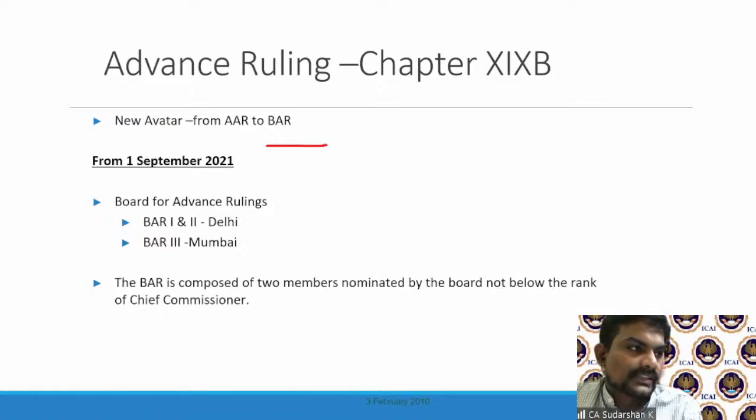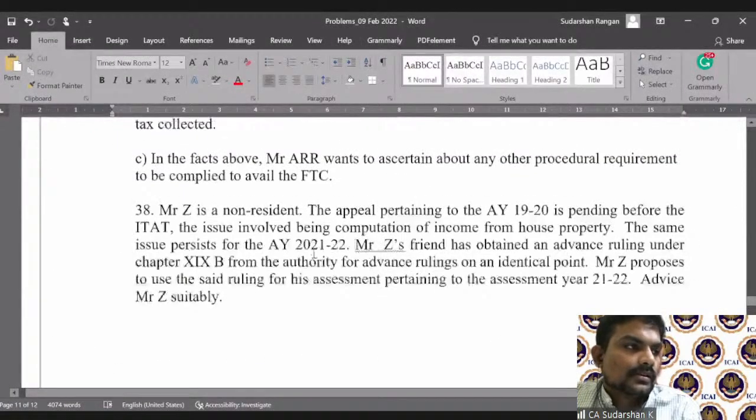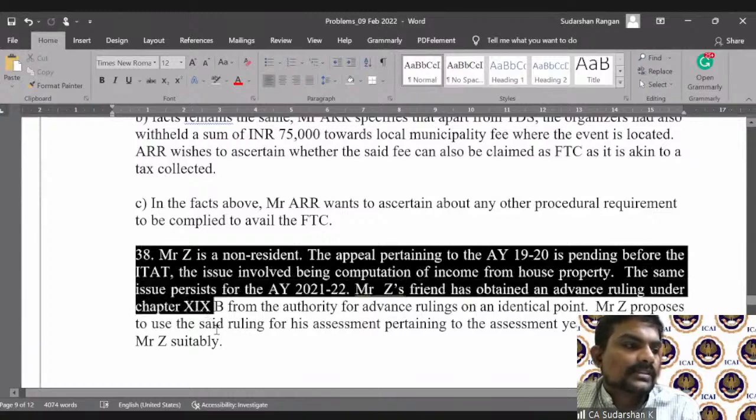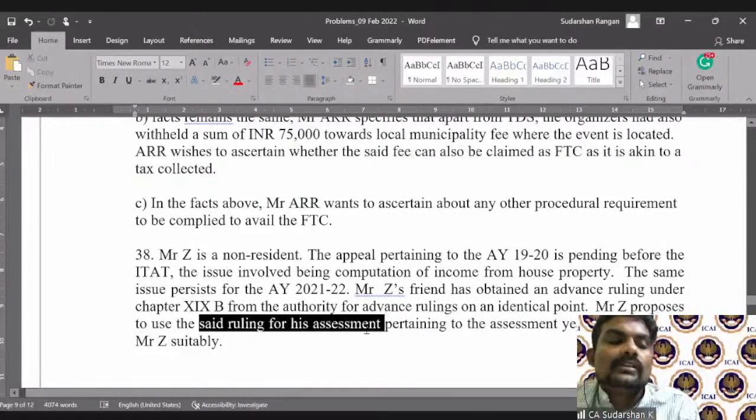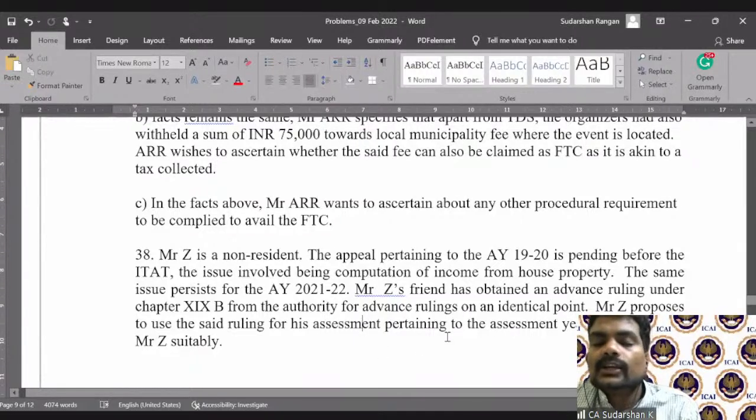I have also given a question. You can look at this question number 38. Mr. Z, a non-resident, has an issue involving computation of income from house property. The same issue persists for assessment year 21-22. Mr. Z's friend has obtained an advance ruling under Chapter 19B from the Authority for Advance Ruling on an identical point. Mr. Z proposes to use the said ruling for his case. Can he do it? No.